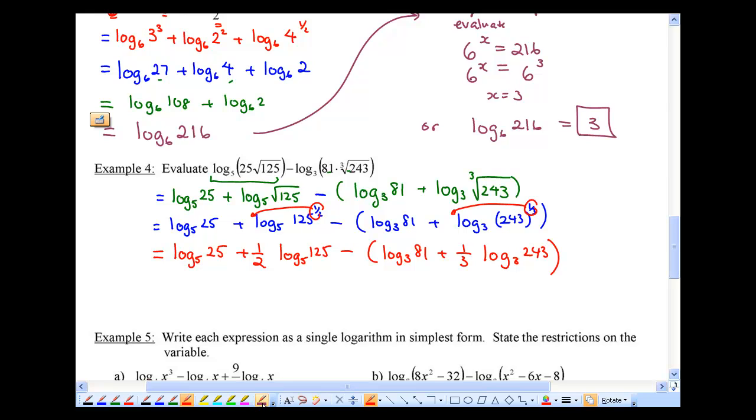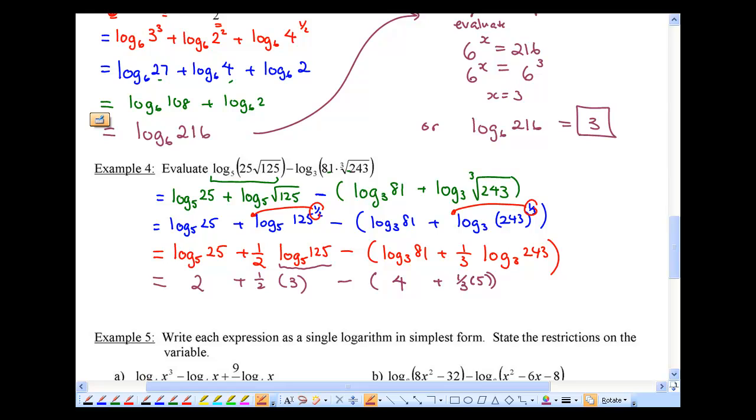You can change everything to exponential form if you wish, but I know the exponent for log base 5 of 25, so 5 to the power of what gives you 25, it's 2. For log base 5 of 125, 5 to the power of what gives you 125? I know that's 3. And by the way, this is why you need to know your exponents well. Back in chapter 7, I had you memorize those exponents. Now you know why. 3 to the power of 4 is 81. And 243, I think that's to the power of 5. So that's 1/3 times 5.